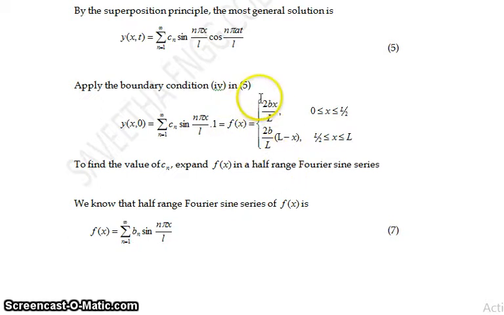What is f of x? We already found the solutions for that. Therefore 2bx by L, and next, 2b by L into (L minus x).